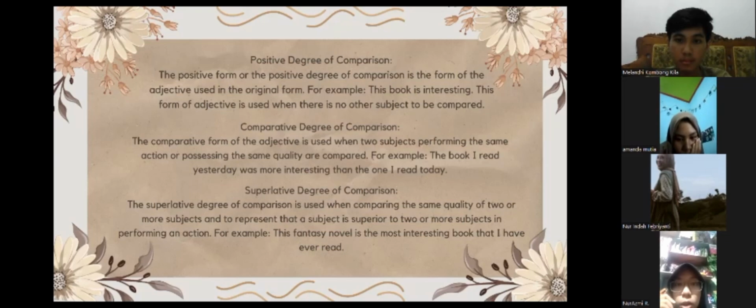Comparative degree of comparison. The comparative form of the adjective is used when two subjects performing the same action or possessing the same quality are compared. For example, the book I read yesterday was more interesting than the one I read today. The superlative degree of comparison is used when comparing the same quality of 2 or more subjects and to represent that a subject is superior to 2 or more subjects in performing an action. For example, this fantasy novel is the most interesting book that I have ever read.